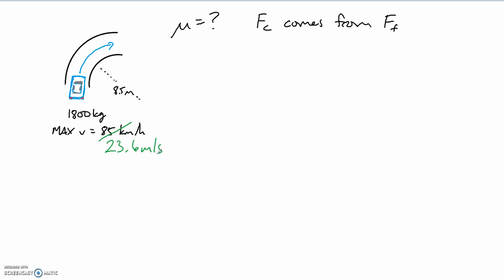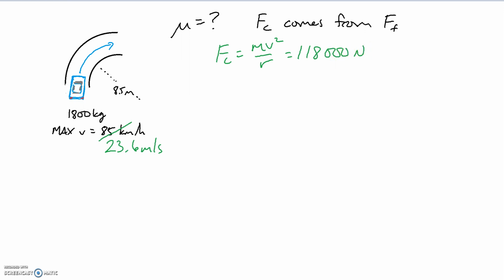Once I have that, it's really easy for me to calculate my centripetal force, which is mv squared over r. I've got my mass of 1,800, I've got my speed of 23.6, and I've got a radius of 8.5, and I can put those into my expression. And when I calculate that, I get an approximate centripetal force of 118,000 newtons needed to let the car go in a circular path.